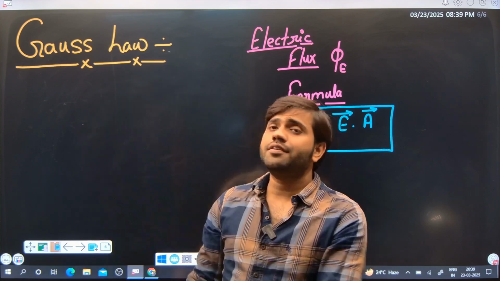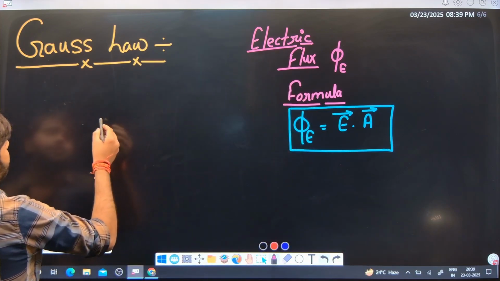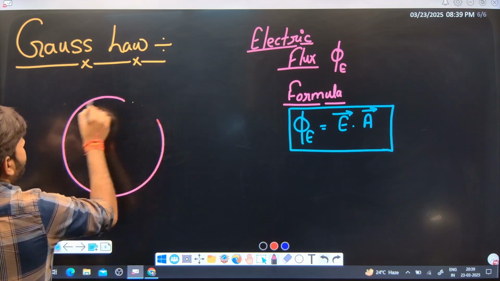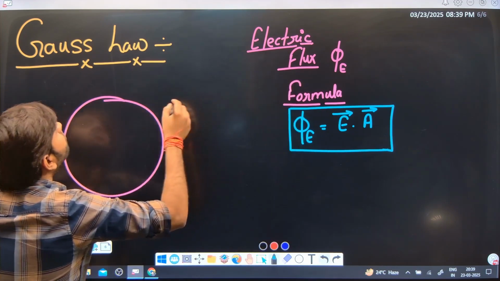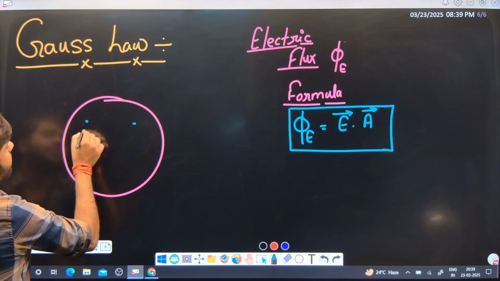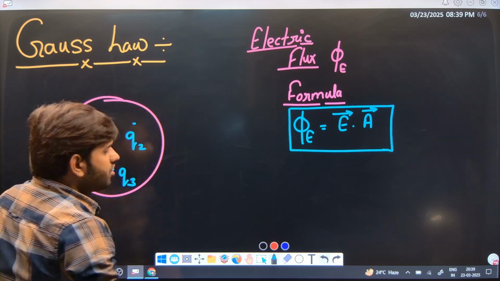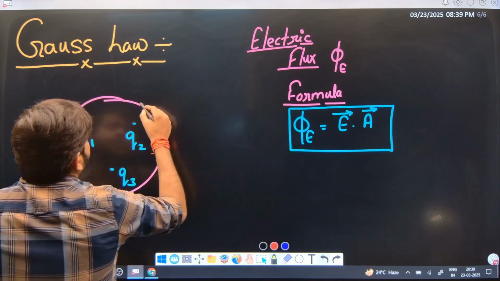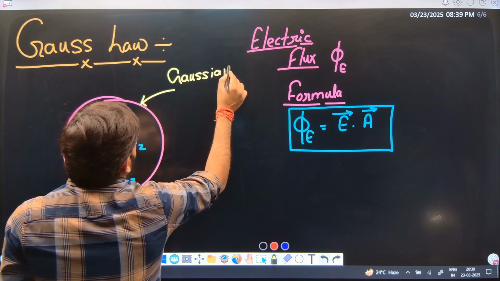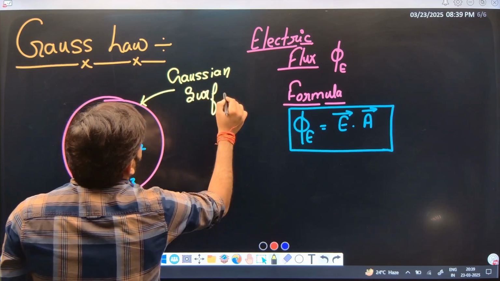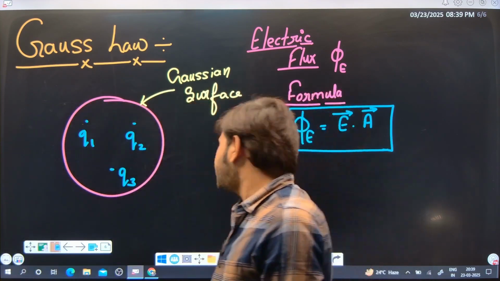So Gauss law gives a statement regarding electric flux. He has told that if there is any body which includes any charges like Q1, Q2 or Q3, it can be many more, then this surface is known as a Gaussian surface. This is an imaginary surface, and regarding that he has given a formula for flux.